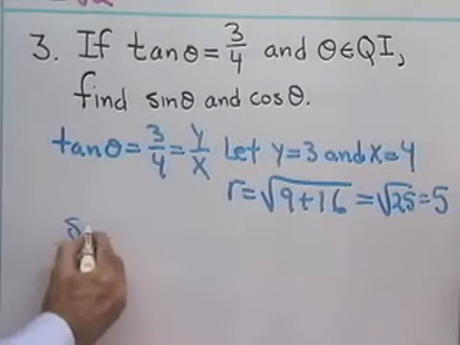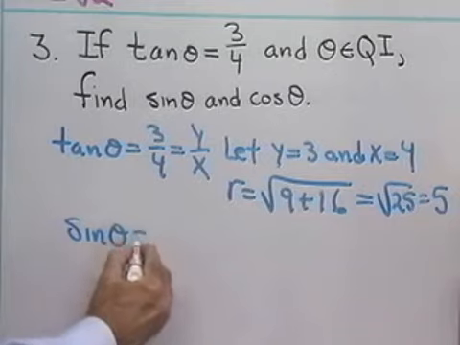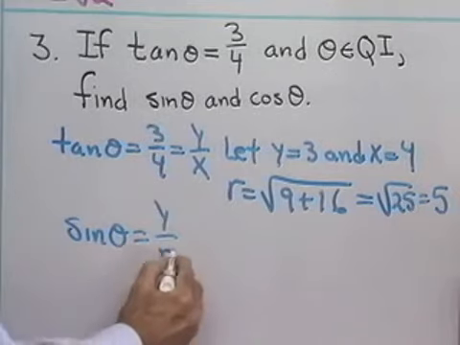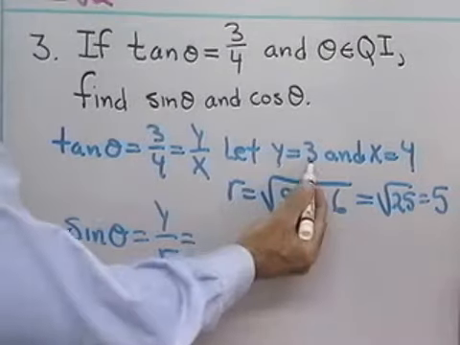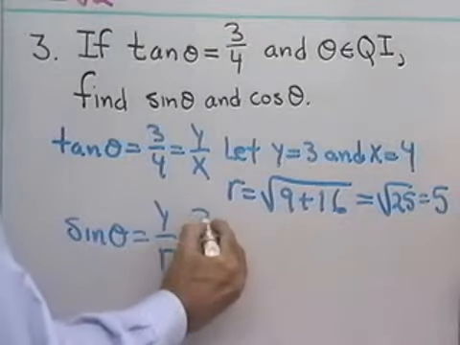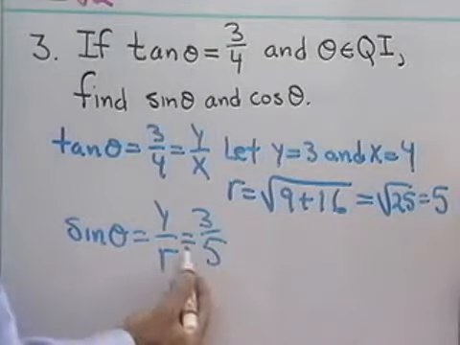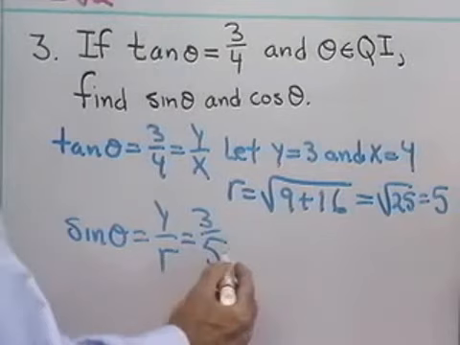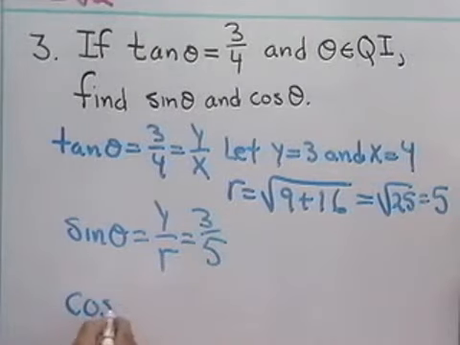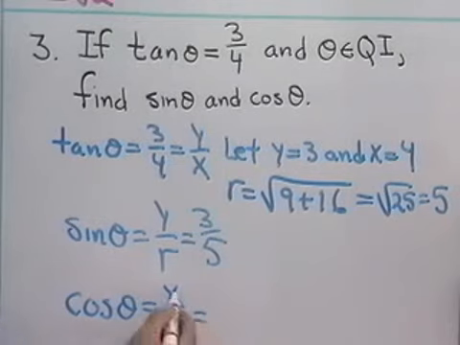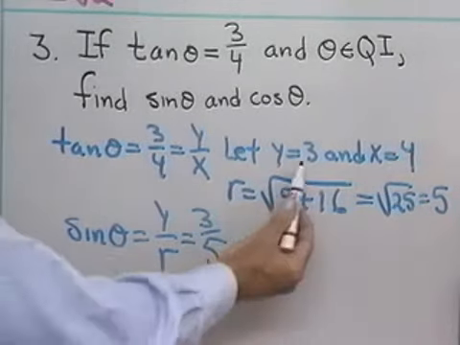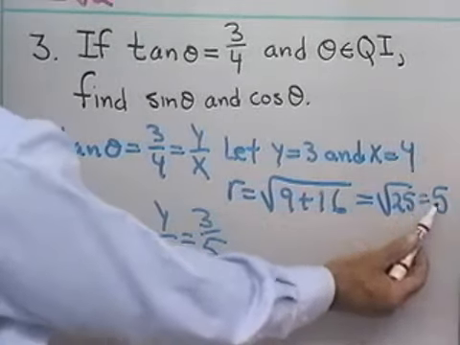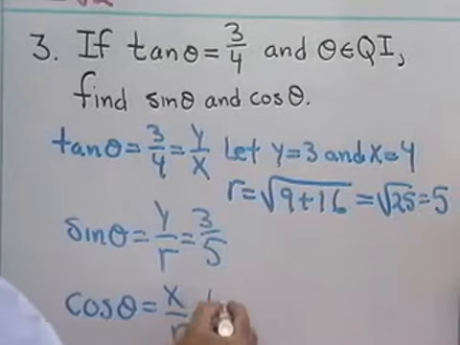So sine of theta is going to be y divided by r. Y is equal to 3, r is equal to 5, so that comes out 3/5. And again, I've memorized that ratio. Cosine of theta is going to be x divided by r. I've memorized that ratio, and in this case I've said x is 4, r comes out to be 5, so that's going to be 4/5.